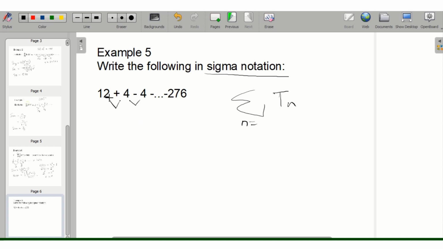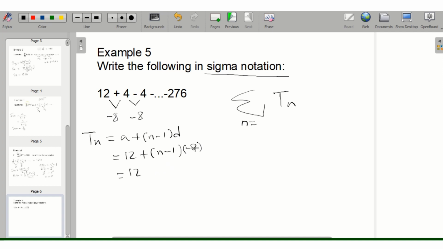4 minus 12. So if we say 4 minus 12, that will give us minus 8. If we say minus 4 minus 4, that would be minus 8. So this means we have an arithmetic series. So if we have an arithmetic series, we can use Tn equals to a plus n minus 1 times d. The first term is 12, n minus 1. The difference is minus 8.